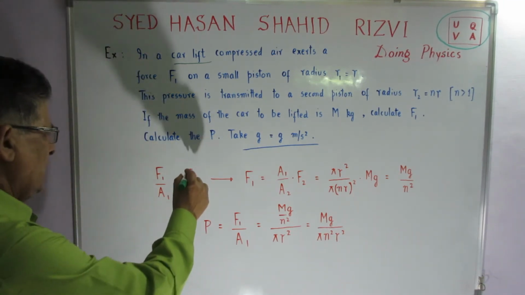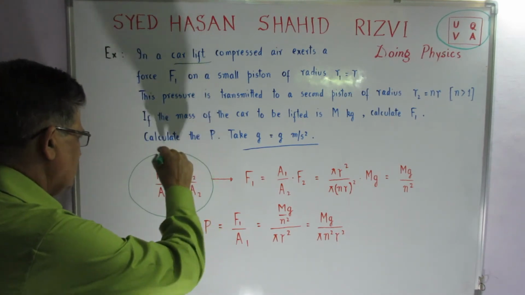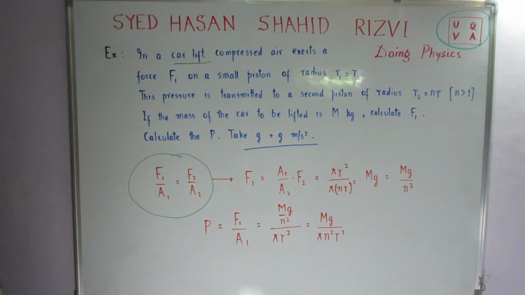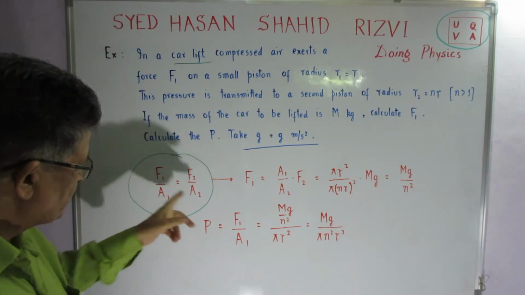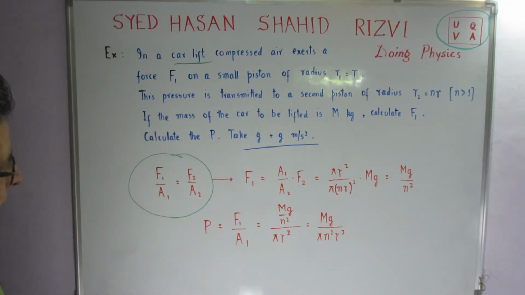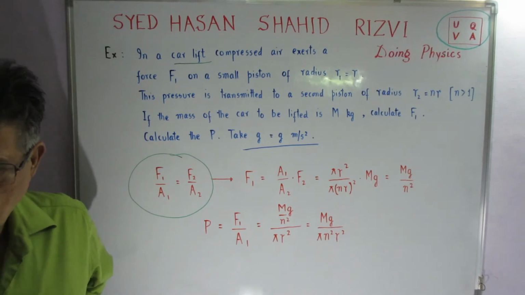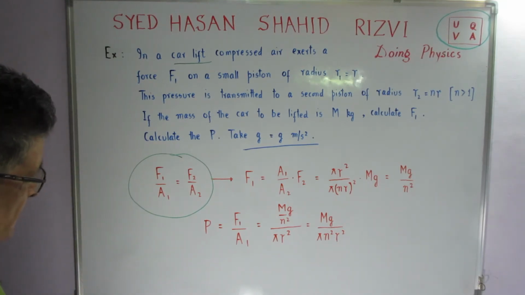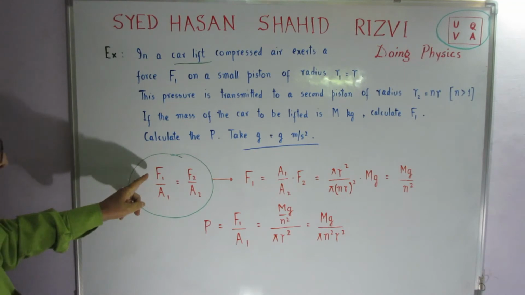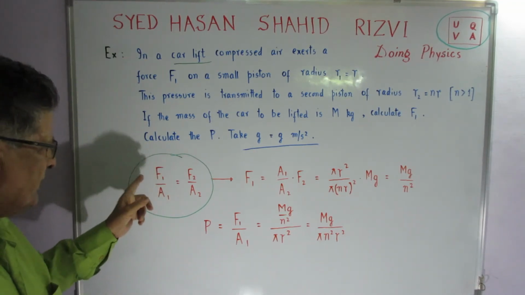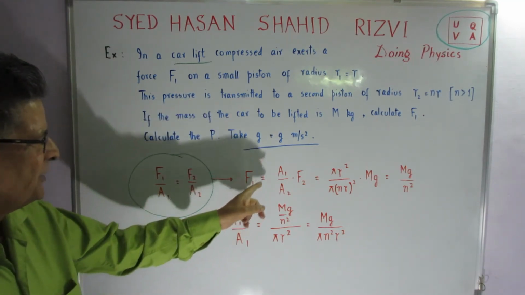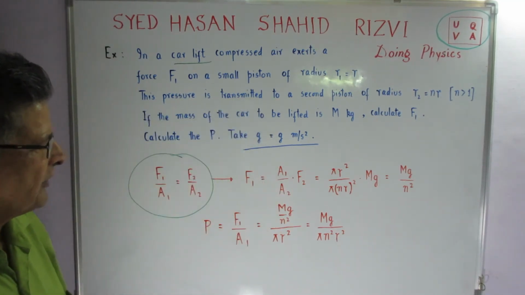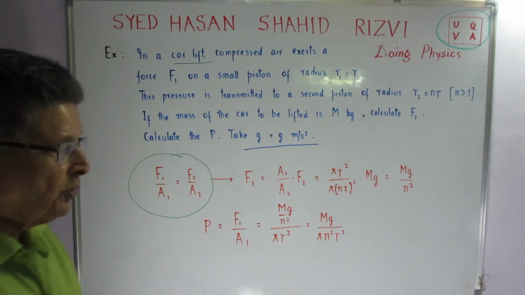So first of all, Pascal's equation: the distribution of pressure throughout is the same. So in the case of these two cylinders, F1 upon A1 must be equal to F2 upon A2. Now what do we have to calculate this time? We have to calculate the value of F1. So F1 will become equal to F2 times A1 upon A2. And F2 is known to us.